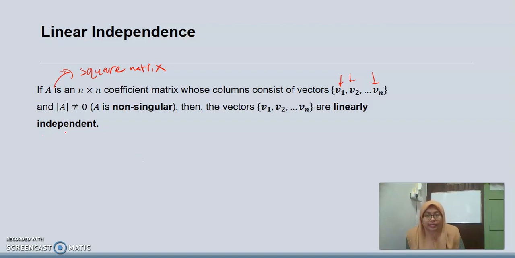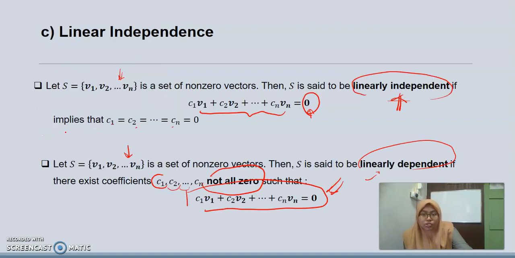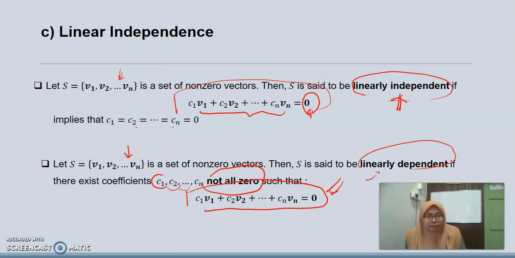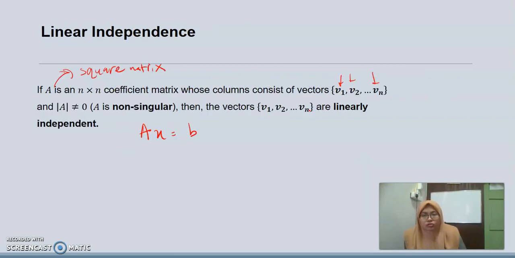Okay, for linearly independent, refer to the previous definition. C1, C2, the constants up until Cn must all be 0 for this linear combination. So now our system is Ax equals B, because this is the homogeneous system equal to 0. So the B value is 0. From this, you must solve for x. That means you need to find the C1, C2 up until Cn values.